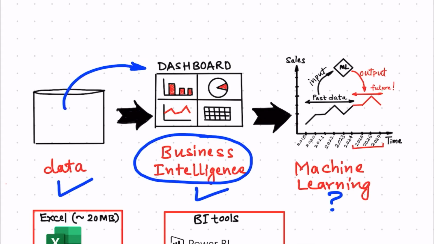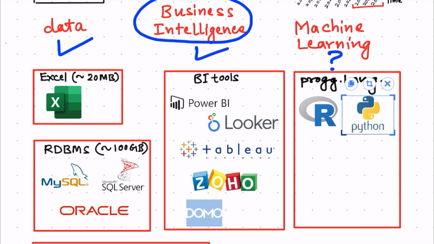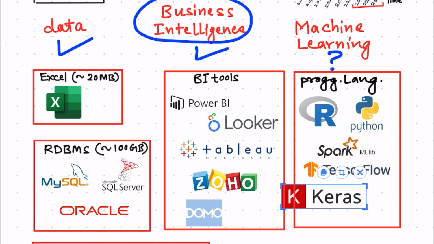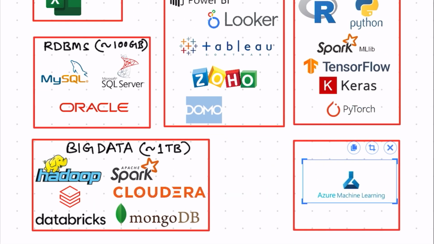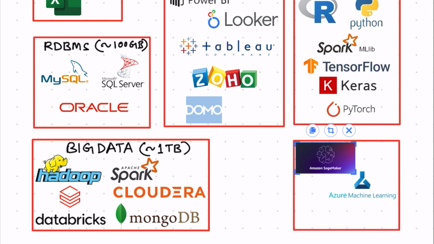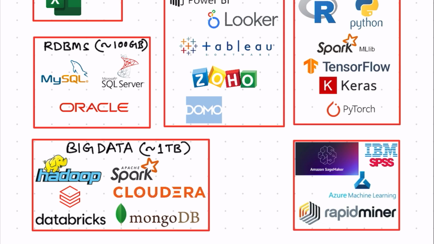Now, where do I run these machine learning algorithms? So there are many programming languages in the market like R, Python, PySpark, TensorFlow, Keras, PyTorch, or tools like Microsoft Azure ML, Amazon SageMaker, IBM SPSS, RapidMiner, etc. There is a long list of programming languages or tools to choose from.